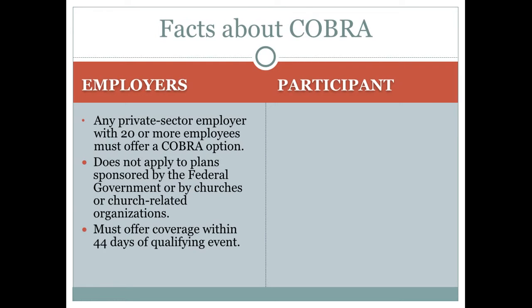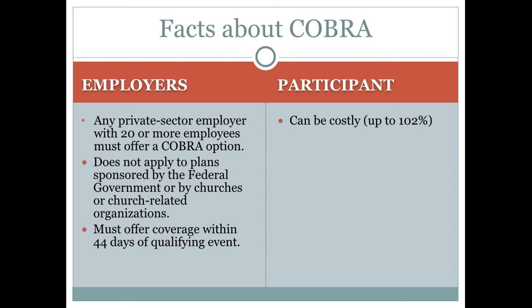An employer must notify the plan administrator of termination in coverage within 30 days of a qualifying event, and both the employer and plan administrator have up to 44 days after that qualifying event to notify the participant of their eligibility for Cobra coverage. In regards to the participant, it is important to know that Cobra coverage can be expensive.